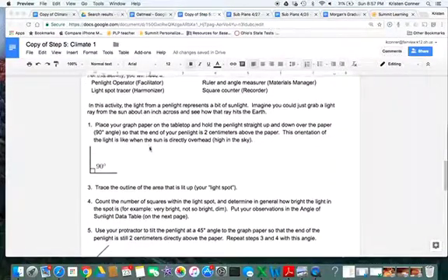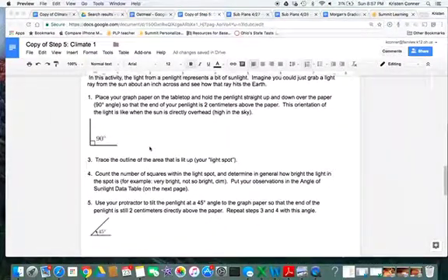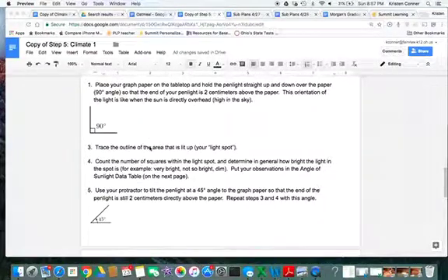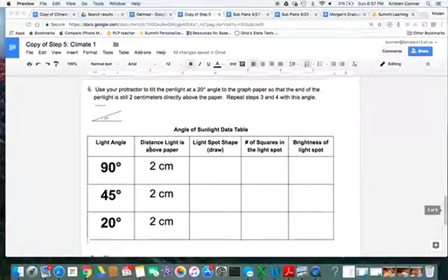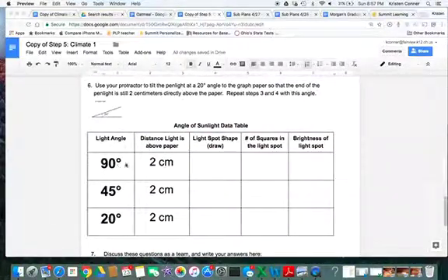You're going to then count the number of squares within the light spot and determine in general about how bright the light in the spot is. For example, is it very bright, not so bright, dim? You're going to put your observations in the angle of sunlight data table on the next page, right here. So for my 90 degrees and 2 centimeters above, I would put number of squares in the spotlight and the brightness of the spotlight.